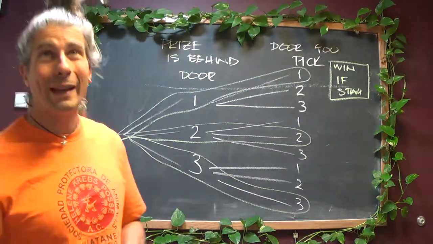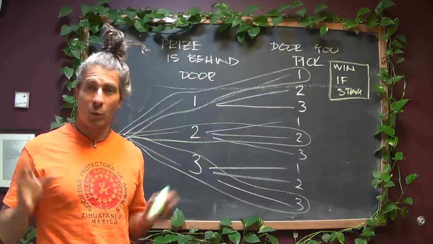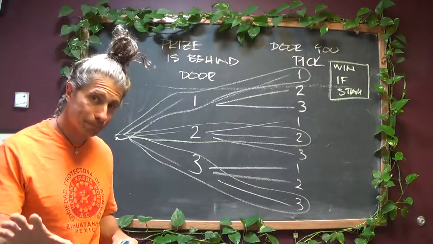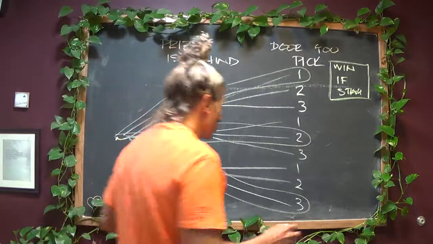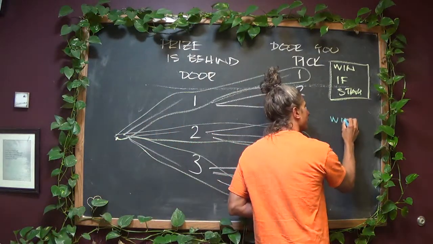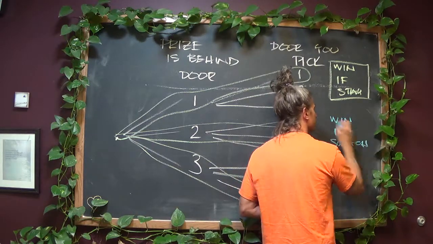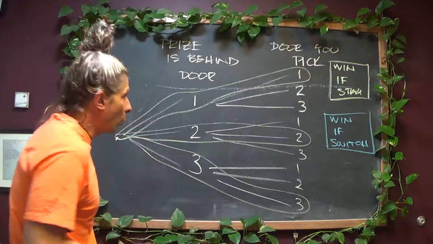Basically, in order to win if you stay, that means you have to get the prize right when you pick the door, which happens 1/3 of the time. And that's where that 1/3 popped into in class. The other part of the tree we looked at in class is what's the chance you win if you switch. And here's the blue. Okay. So what if you win if you switch?